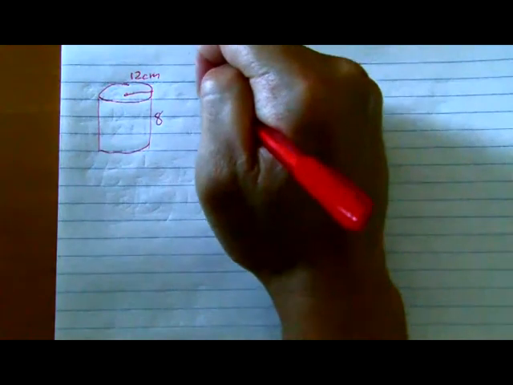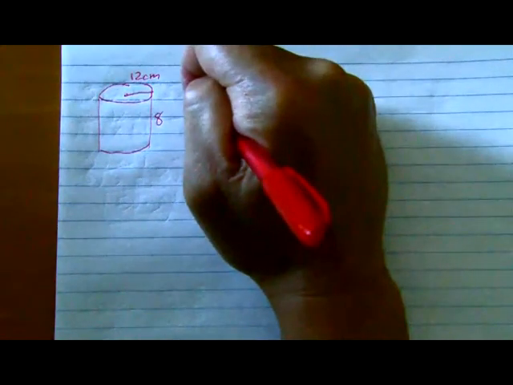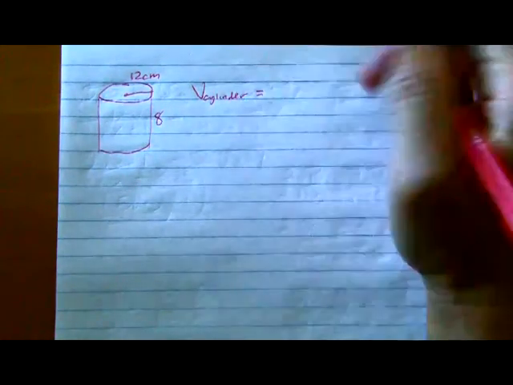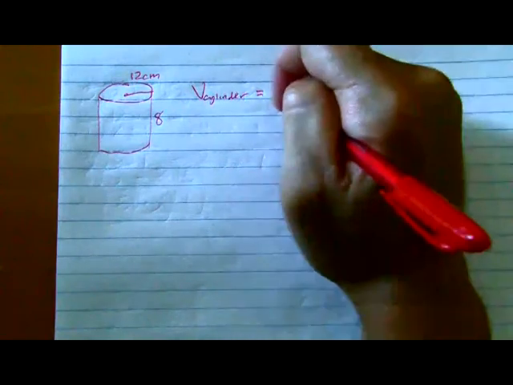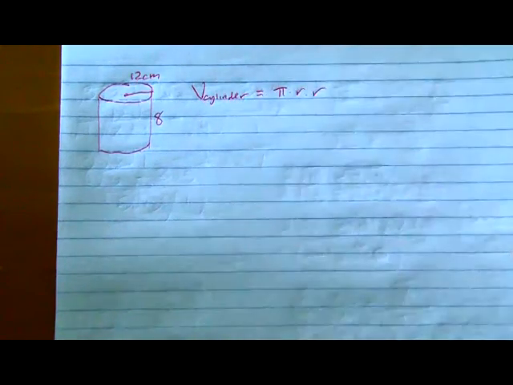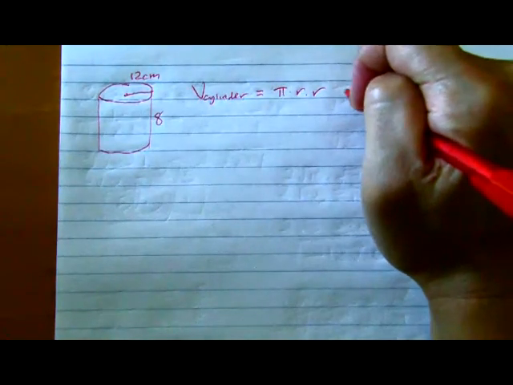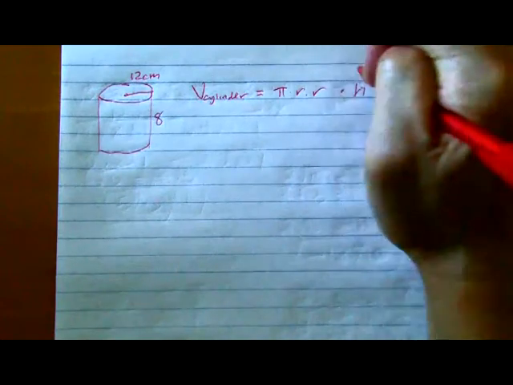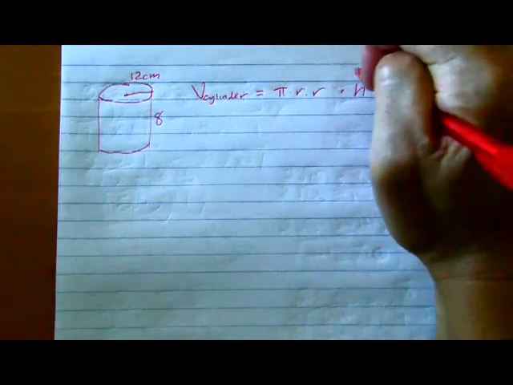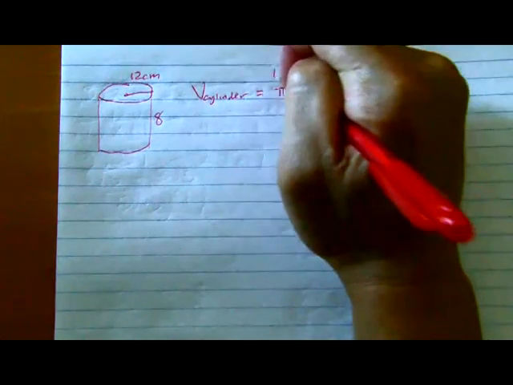Okay, so to find the volume of a cylinder, you take one layer, which is the area of a circle, pi times radius, pi r squared, and you multiply it by the number of layers times the height.